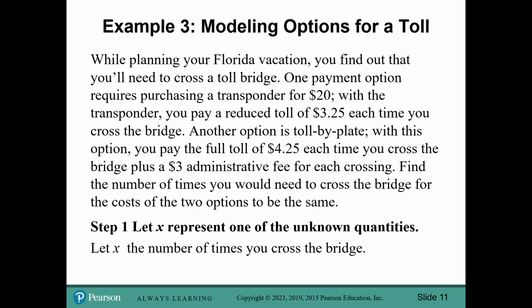All right, let's actually solve this problem out. Step 1, let X represent one of the unknown quantities. We're going to let X equal the number of times you cross the bridge. That's what X is going to represent: the number of times you go over this particular bridge that they keep tolling you for.